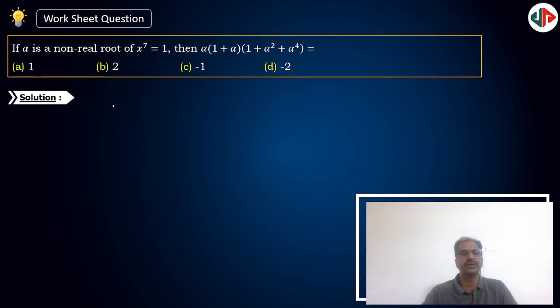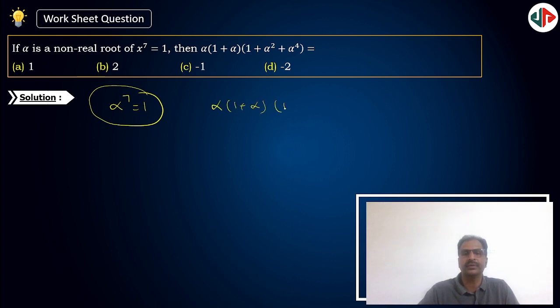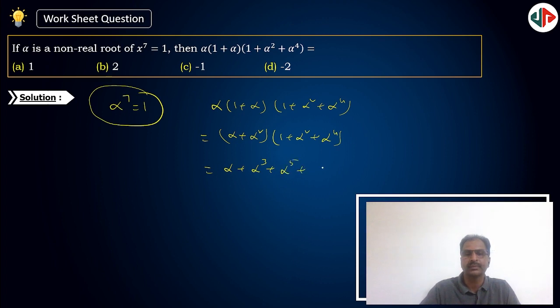Next, if alpha is a non-real root of x power 7 is equal to 1. Since alpha is a root of x power 7 equals 1, alpha power 7 will be 1. Then alpha into 1 plus alpha into 1 plus alpha square plus alpha power 4 is equal to how much? This is alpha plus alpha square into... Now multiply the two factors. Alpha plus alpha cube plus alpha power 5, alpha square plus alpha power 4 plus alpha power 6.